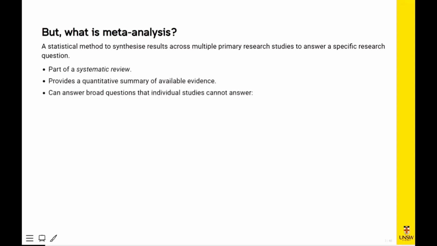It's part of a systematic review. Well, it's only one part. It tends to be the statistical part of a systematic review, and it provides a quantitative summary of the available evidence that's been published.